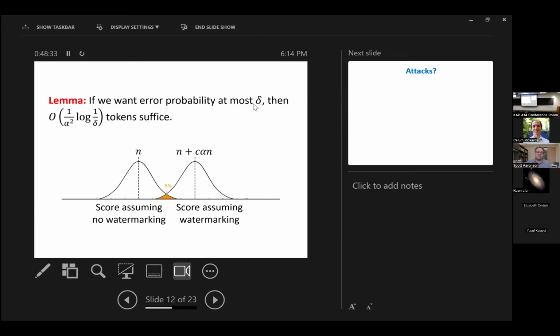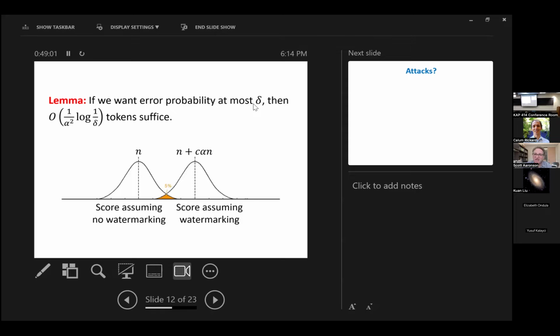The theorem that you can prove is that if you want a probability at most delta of misclassification, and I won't distinguish here between false positives and false negatives, and your average entropy per token is alpha, then the amount of text that you need grows like 1 over alpha squared times the log of 1 over delta. So in practice, this is quite good.